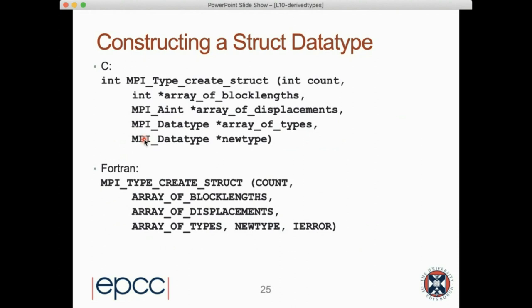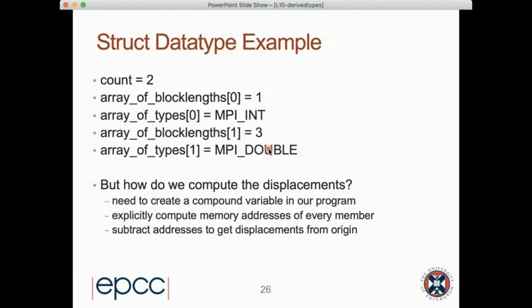So in this case, in order to construct a struct data type, we call MPI type create struct. We have a count, and then we also have to pass it an array of block lengths, an array of displacements, and an array of types, and then we get our handle back.